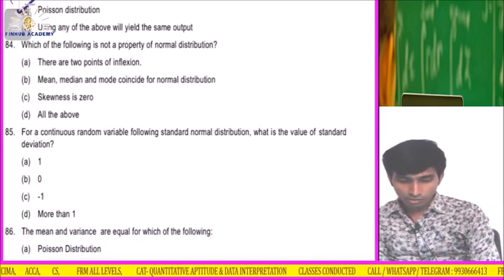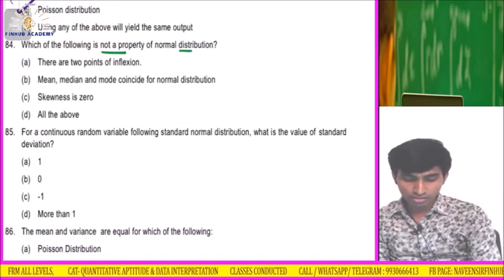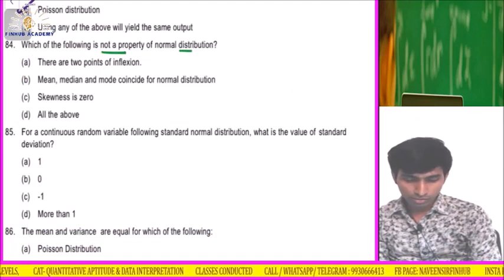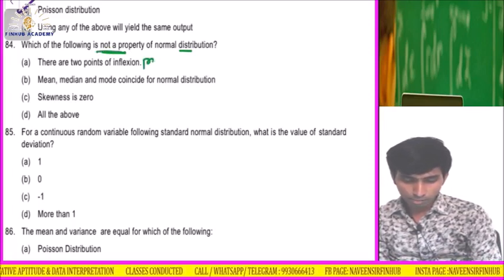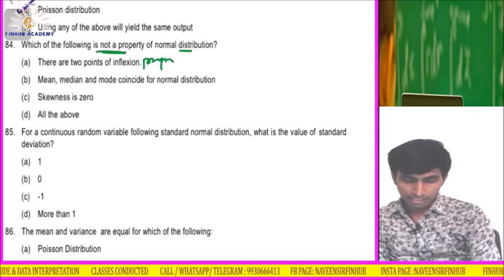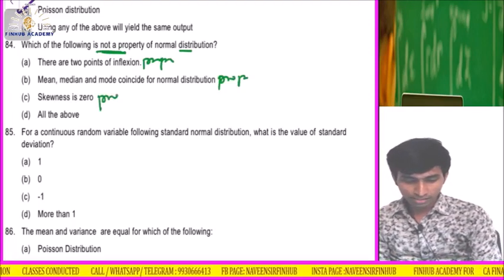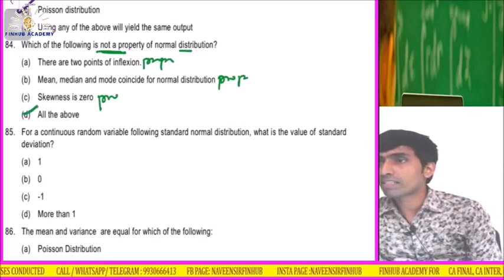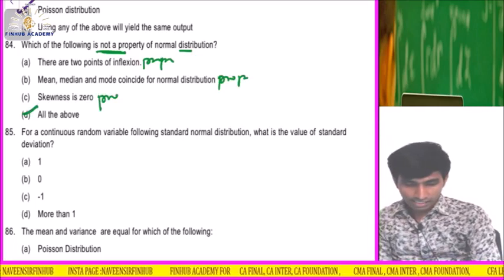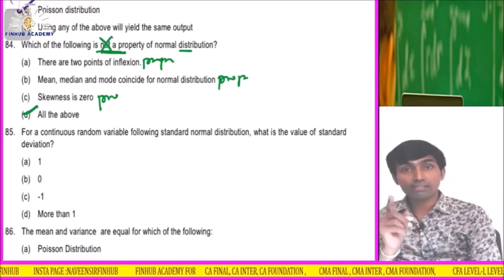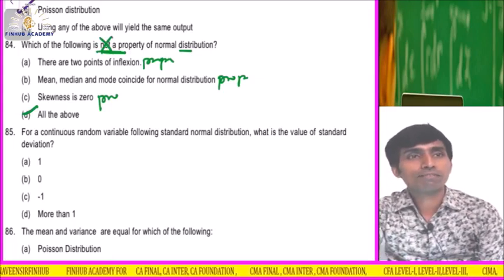Which of the following is not a property of normal distribution? There are 2 points of inflection. Okay, this is a property. One minute. Mean, median, mode coincide for normal. This is also a property. Skewness is 0 is also a property. All of the above. Let us check the answer. Oh, okay, the answer is D. So the question is wrong, it is a property of normal distribution. Okay, so simple, fine.